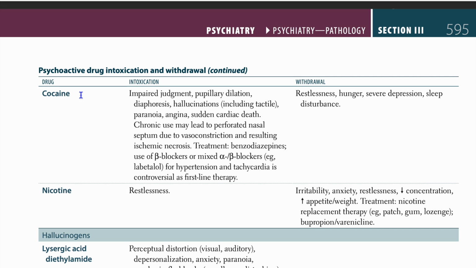Plus, if they're on cocaine, you shouldn't give beta blockers, because the only thing that's balancing out, or at least attempting to reduce, the alpha effect is beta. So if you give beta blockers, what's gonna happen? Then there's gonna be unopposed alpha action, right? Because what does beta 2 do? Beta 2 is a vasodilation one, right? So treatment: benzodiazepines. Use beta blocker or mixed alpha and beta blockers, for example labetalol, for hypertension and tachycardia, which is controversial as first line therapy.